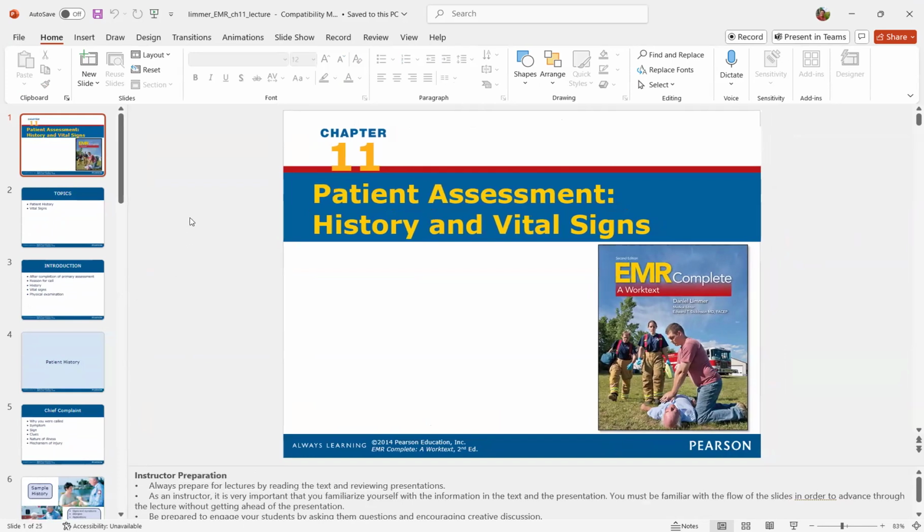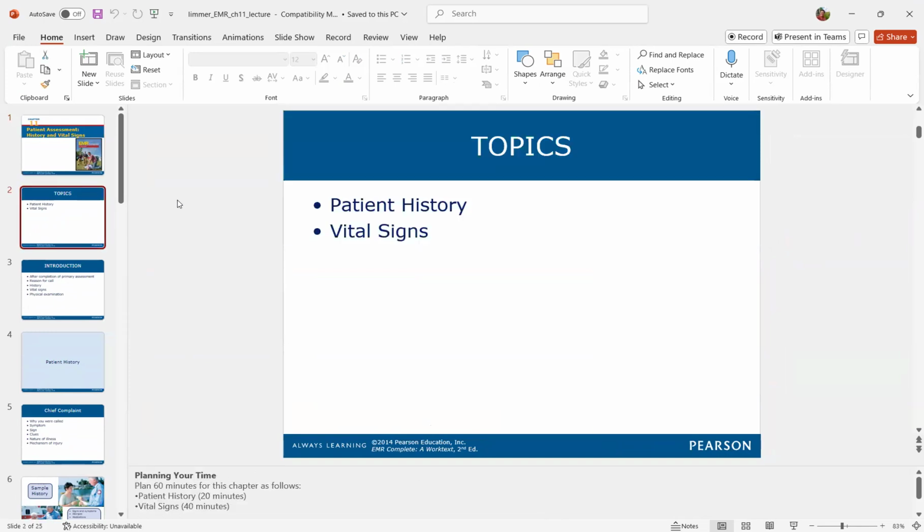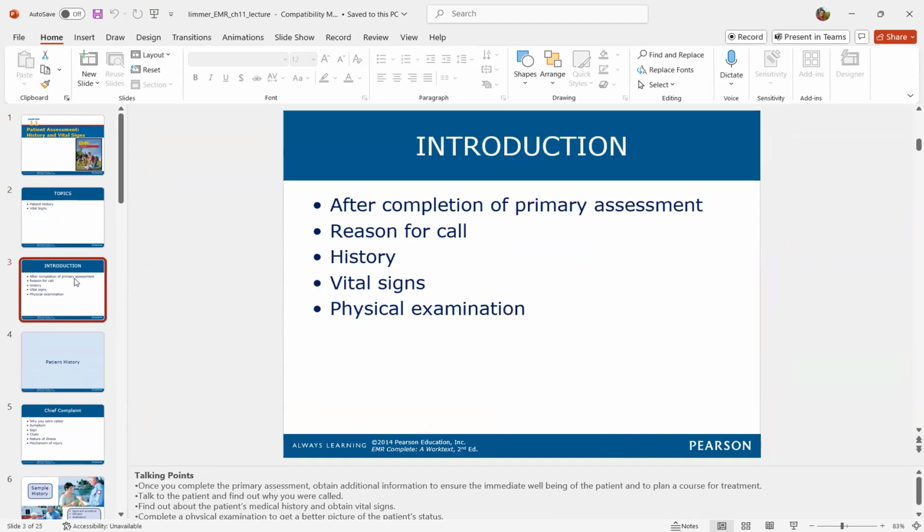All right, so chapter 11, finishing up patient assessment. We'll talk about history and vital signs. The topics of this chapter are patient history and vital signs, just like the title says. A little intro to this: once we do our scene size-up, so PPE, scene safe, mechanism of injury, nature of illness, additional resources, taking control of the C-spine, and then we get into our primary assessment, we kind of talked about all of that.